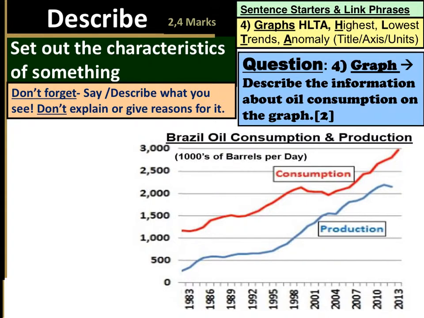Question number 4, all about graphs. It says describe the information about oil consumption on the graph. Key thing to note here is about consumption, which is the use of oil, which is the red line on the graph. If in doubt, have a look at the HLTA approach in the yellow box. Look at the highs, look at the lowest, look at the trends, look at the anomaly, and also, of course, always look at the title, axis, and the units.